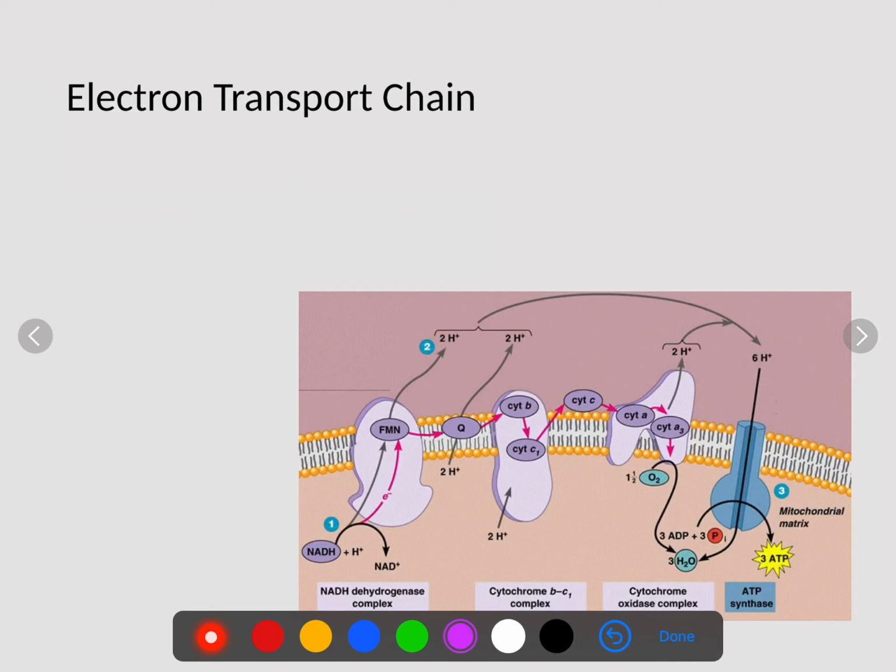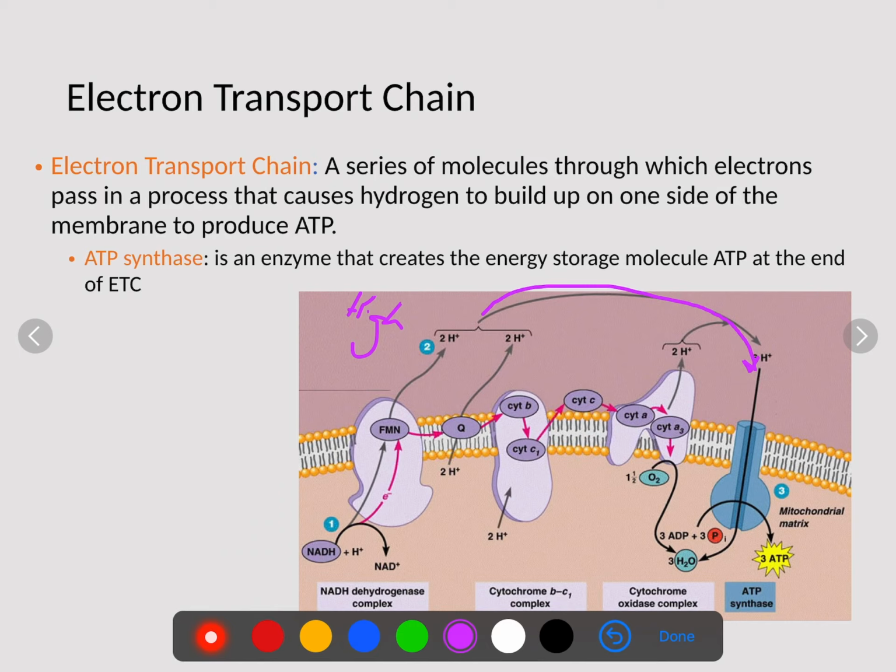So the electron transport chain is a series of steps that creates a very high concentration of hydrogens outside of this membrane. And what happens is those are then transported through the protein called ATP synthase. So the electron transport chain is a series of molecules through which electrons pass in a process that causes hydrogen to build up on one side of the membrane to produce ATP.